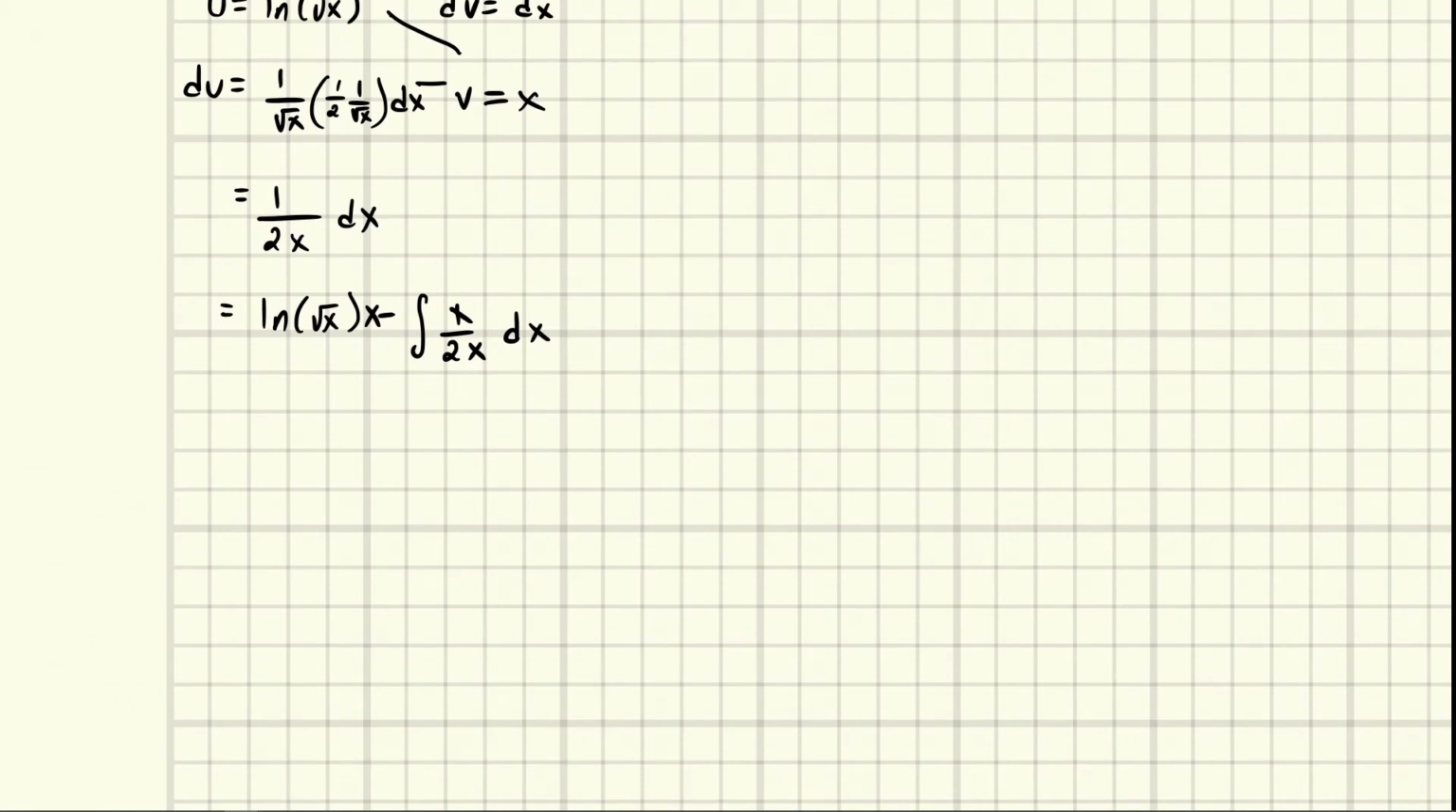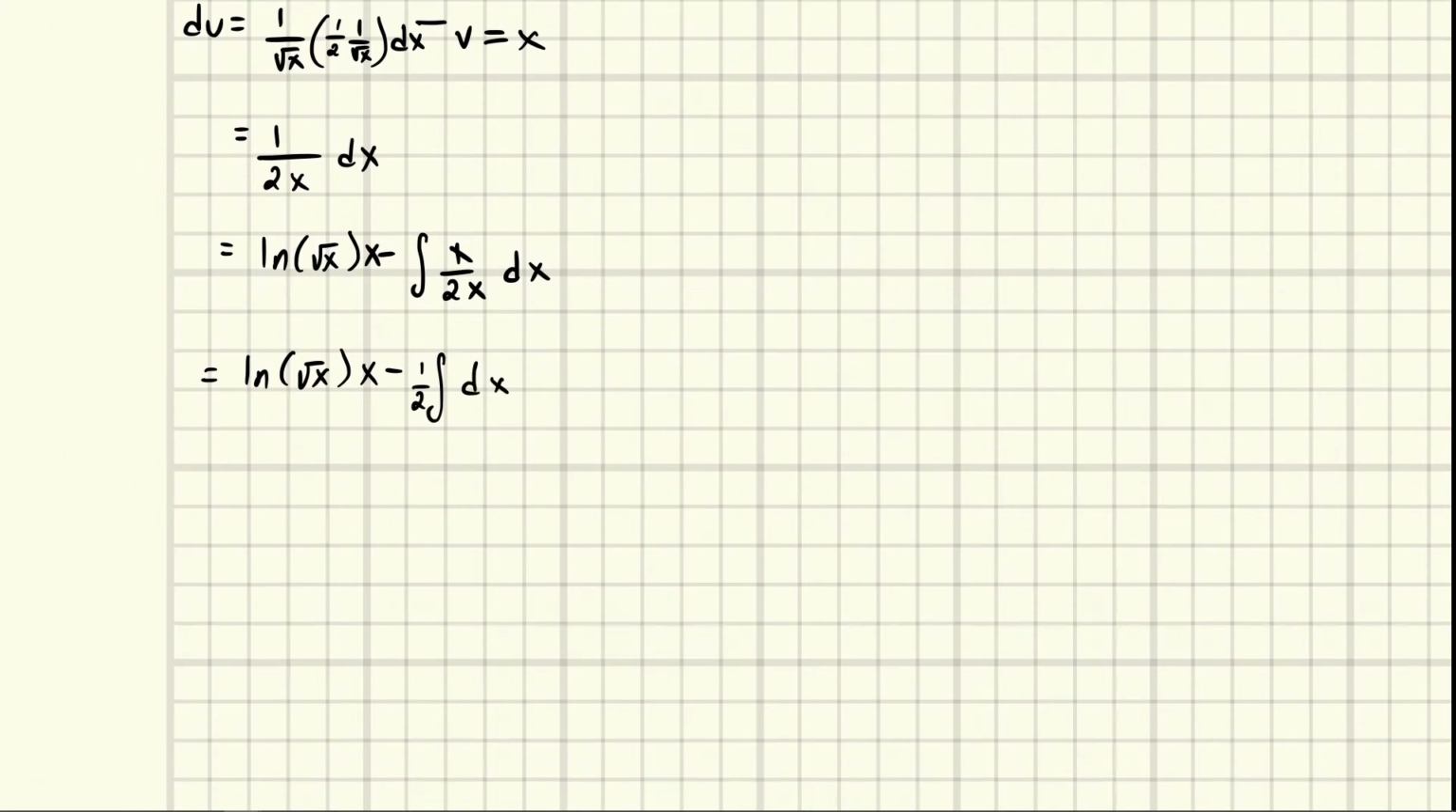Okay, so from here we can actually simplify this, right? So this is equal to the natural log of the square root of x times x minus the x is simplified. We're left with 1/2. So we've got the integral. We could pop that out to the front, dx. So this is just going to equal x, and this is equal to, at the end of the day, the natural log of the square root of x times x minus 1/2 x.